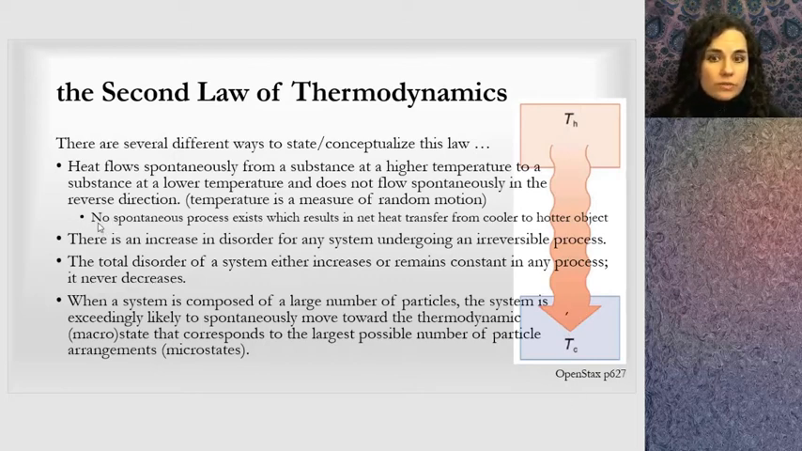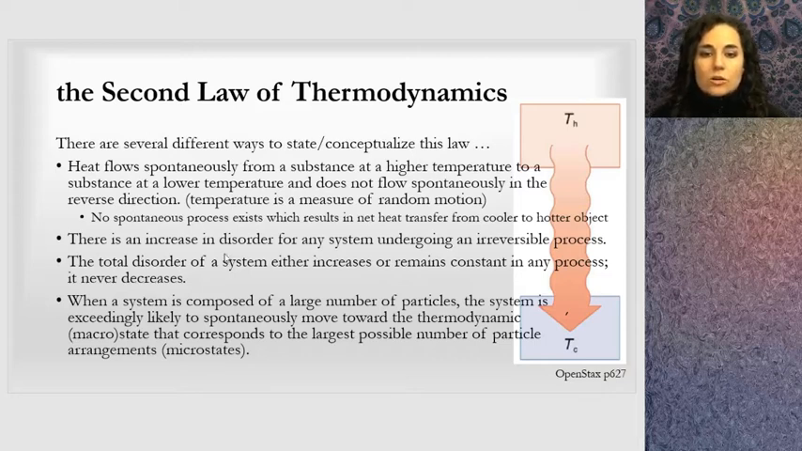And it will always flow in this direction. A corollary of this, sort of the reverse, is also true: no spontaneous process exists which results in net heat transfer from cooler to hotter objects. So the energy in the cold will not spontaneously just flow to the hot. This sounds intuitive to you, I'm sure. This is how you experience the world: heat flows from hot to cold. You're familiar with that. But this is not the only implication. This is one way that this second law manifests in the cosmos. So let's look at a few others.